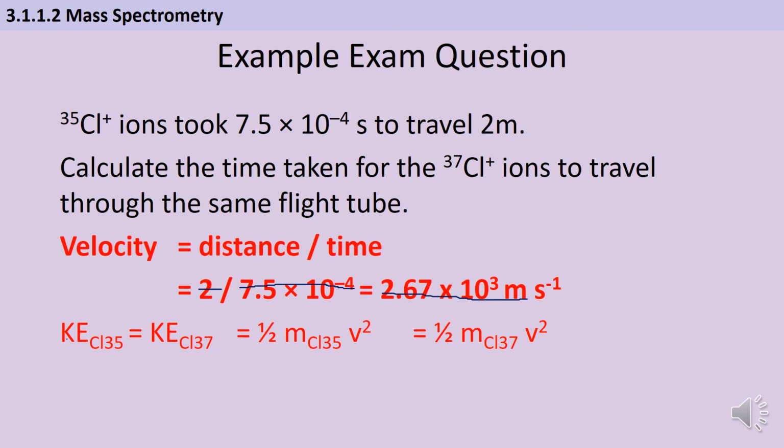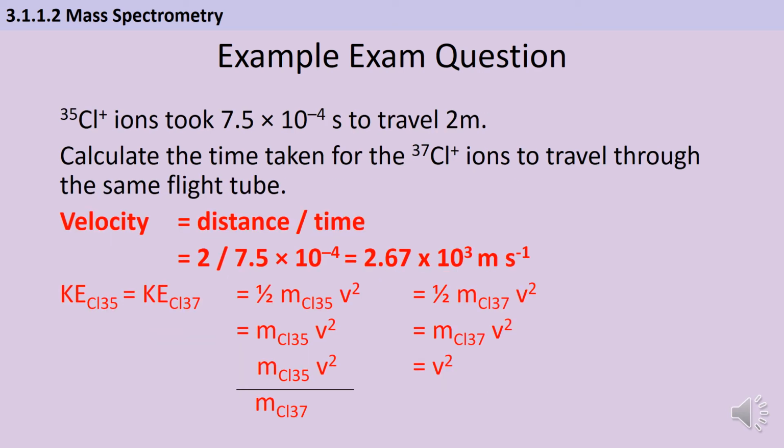So the amount of kinetic energy that my chlorine 35 isotope has will be the same as the 37, because we know that all of those ions have been accelerated until they have the same amount of energy. So I know that the equation for kinetic energy is half mv squared. So half the mass of chlorine 35 v squared is half the mass of chlorine 37 v squared. So I can get rid of the halves because they just cancel out. And then what I can do is divide my left-hand side by the mass of chlorine 37.